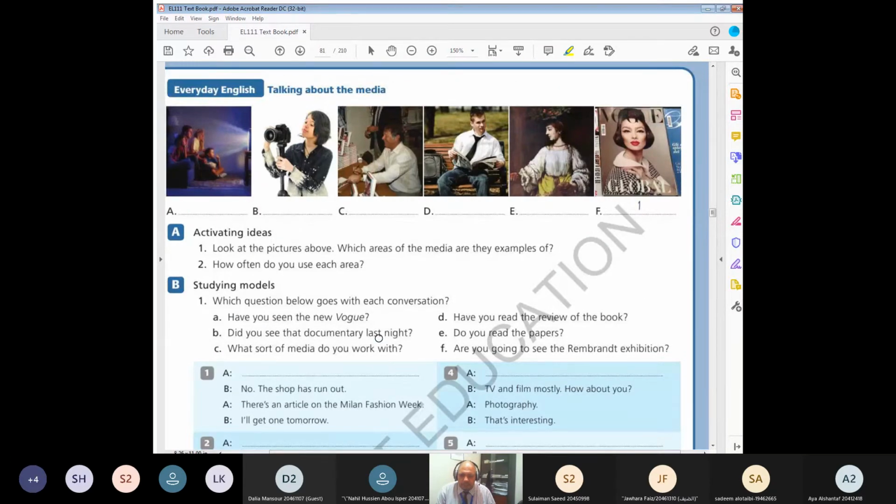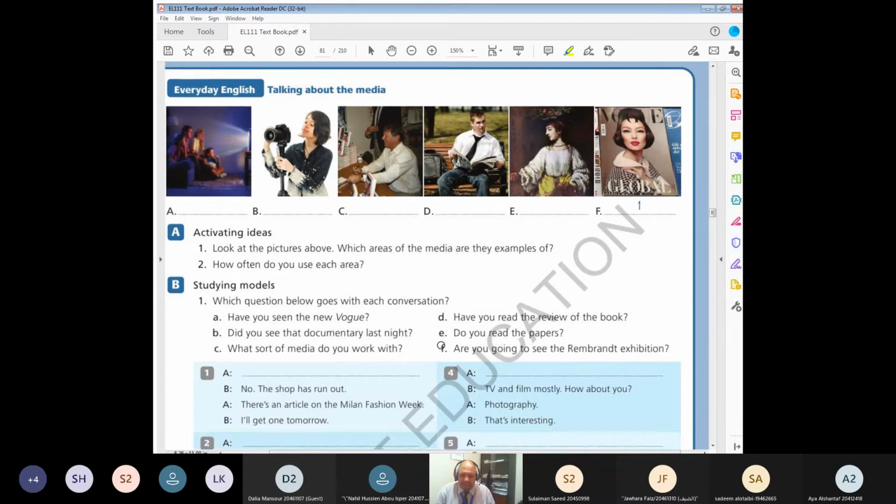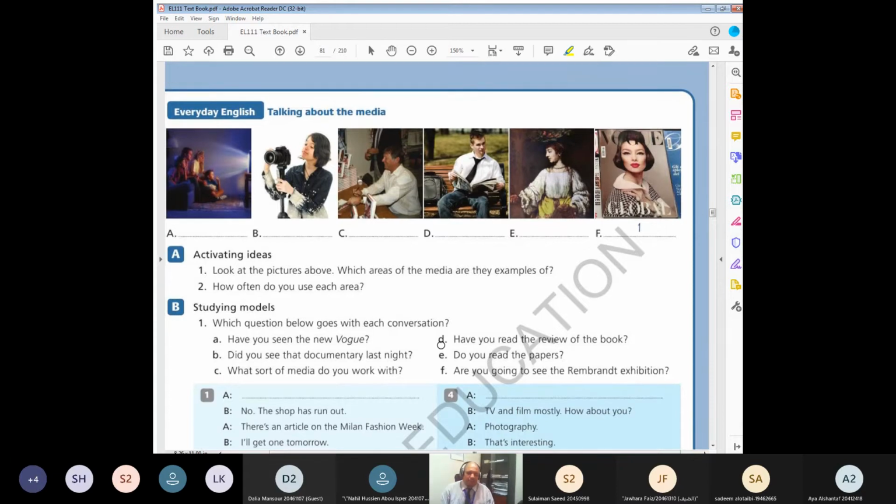Okay. So look at the pictures above, what we did. Really, which areas of the media are they examples of? The first one is an example of what? What kind of media is that? The TV. Watch it media. Yes. Okay. So it's TV. How about the second one? Camera. Okay. So what would we call this kind of media?